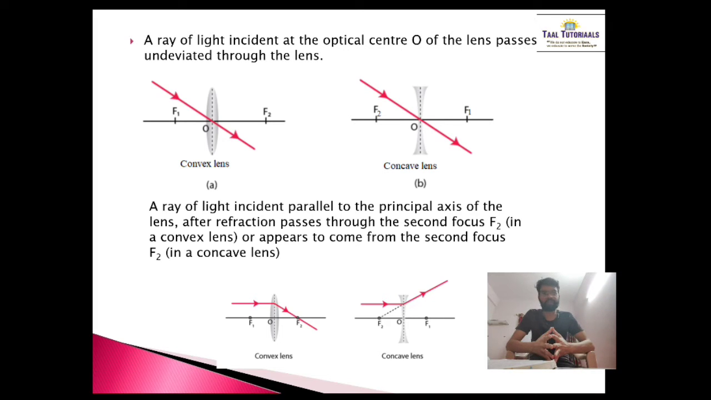convex and concave lens. Now, the second way to draw a diagram: a ray of light incident parallel to the principal axis of the lens, after refraction, passes through the second focus in a convex lens or appears to come from the second focus in a concave lens. Here you see a ray of light incident parallel to the principal axis of the lens, and after refraction, as shown in diagrams A and B respectively for convex lens and concave lens.